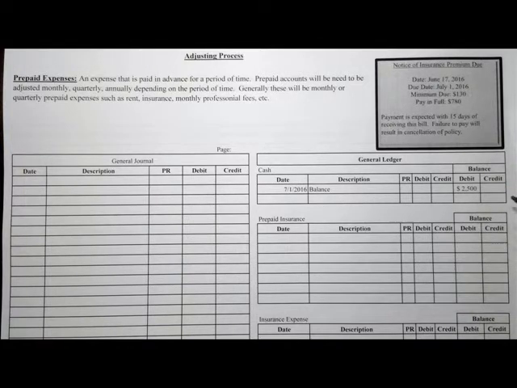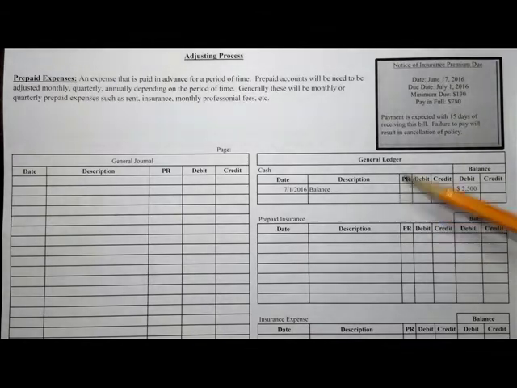So let's look at a demonstration of insurance prepayments, and we're going to be dealing with prepaid insurance, which is an asset, and we're going to be dealing with insurance expense, which is an expense. So let's look at the details of the insurance premium. The due date is June 1st. The minimum due is $130, which is going to be the monthly amount. However, to pay this in full for 6 months, we can pay $780.